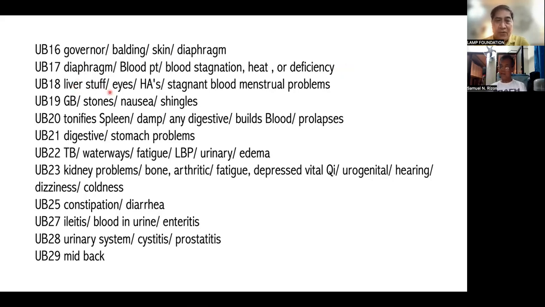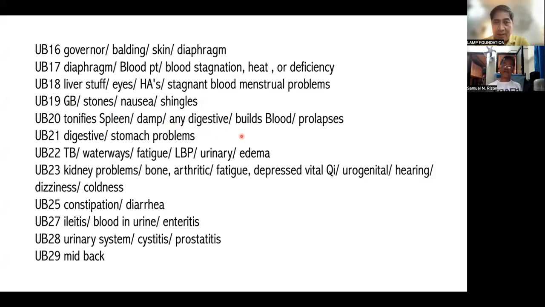Bladder 18 is for liver stuff, eyes, headache, stagnant blood vessel problems. So that's liver. Bladder 19, gallbladder, like stones, nausea, shingles. You know shingles, herpes zoster, what we call, in Bisaya where I come from, culebra. Oh, culebra is snake. Okay, so bladder 20 tonifies the spleen because it's the back shu of the spleen.